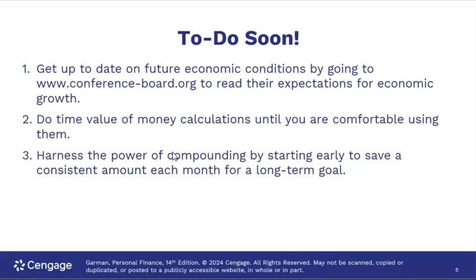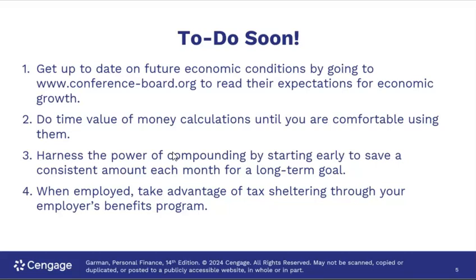You can also take advantage of employer-sponsored benefits and plans, which we'll talk about more in this chapter and later on in chapter 4. So take advantage of tax sheltering. You can use your 401k, flexible spending accounts for medical expenses, childcare. There's transportation accounts, and so forth. Again, we'll talk about all those more going forward.